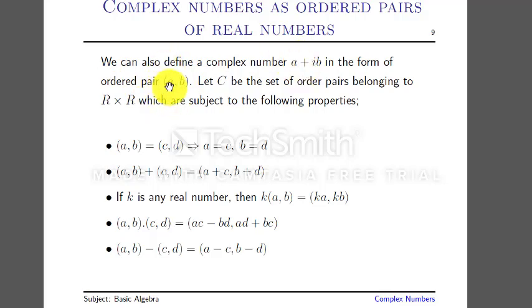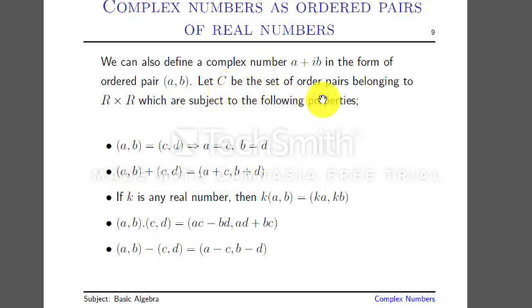Both complex numbers are the same, but their representation is different. This one is written in the form of iota, but this complex number, which is the same as this, is written in terms of the ordered pair. Let C be the set of ordered pairs, because C is the set of complex numbers, and a complex number can be written in terms of an ordered pair. So the ordered pairs belong to the set of complex numbers.